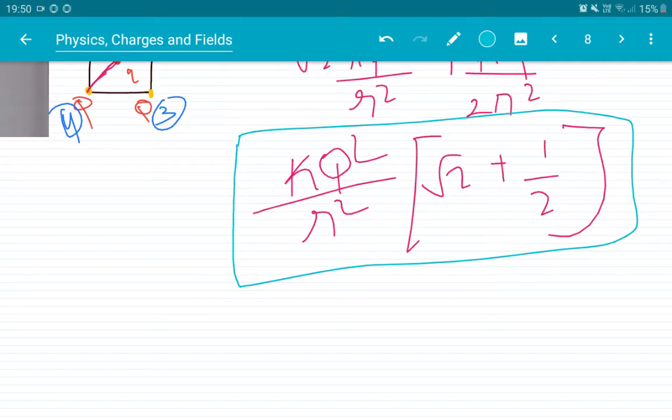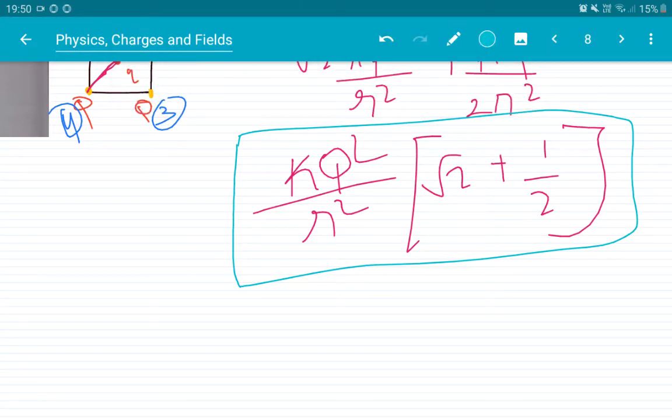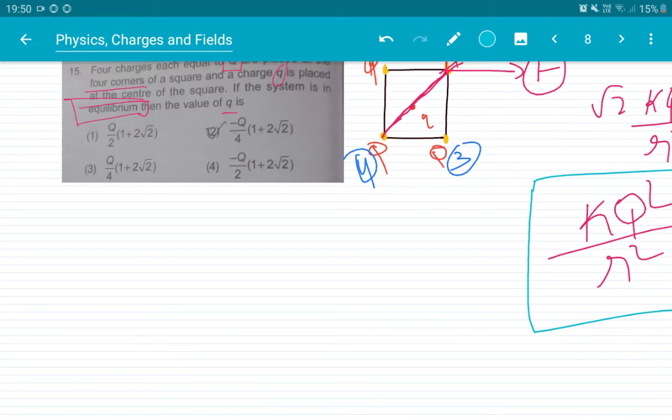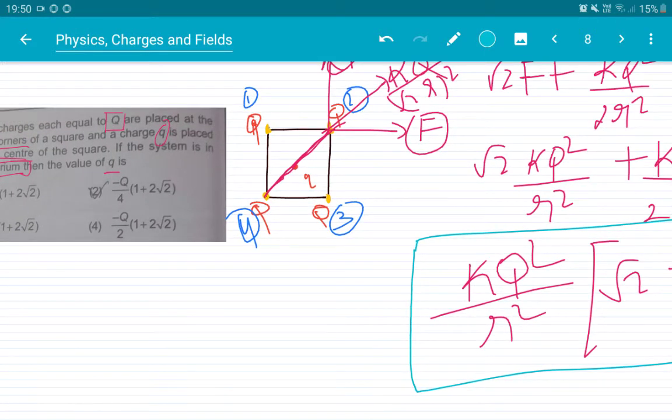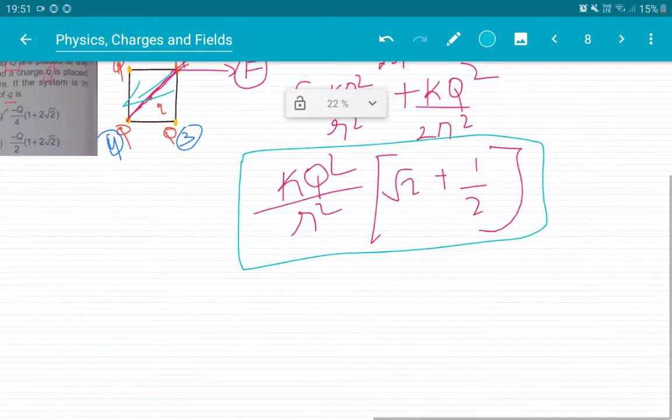Now this force needs to be cancelled, right? Then only we get equilibrium, because in equilibrium F net will be 0. So an equal and opposite force needs to be applied by the small q in the opposite direction so that F net will be 0. In that way we get the answer. Let's find it out.